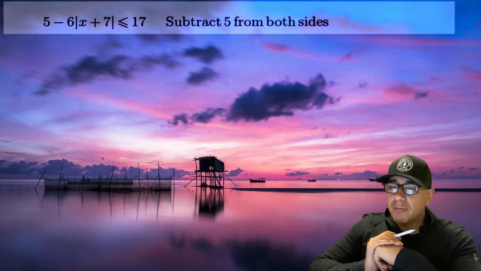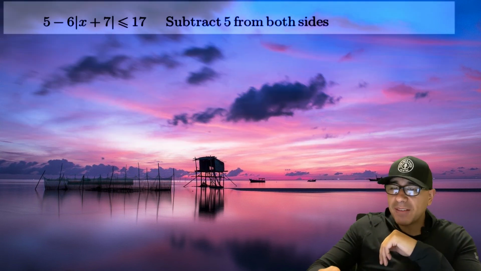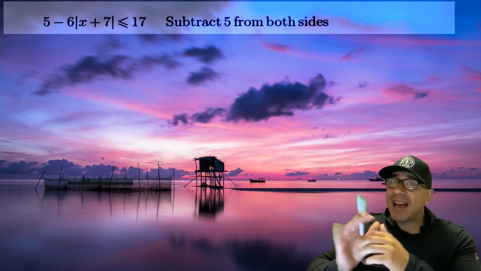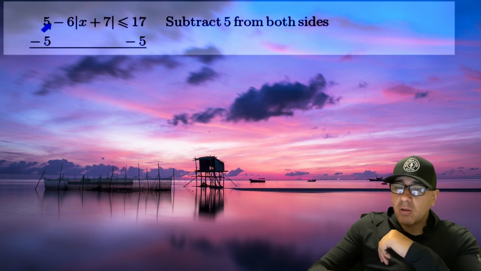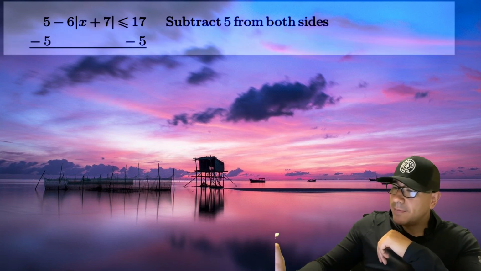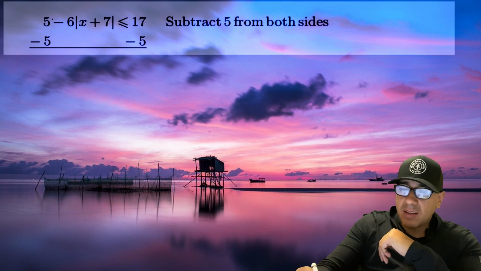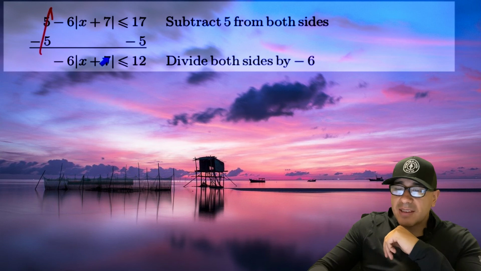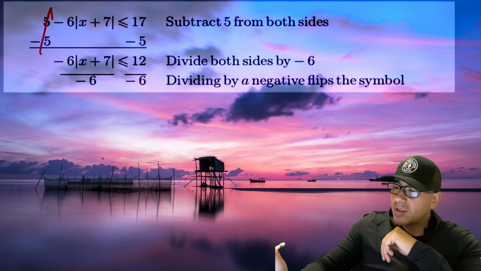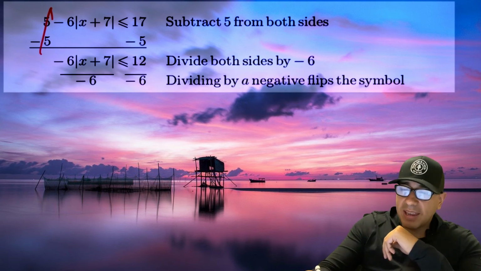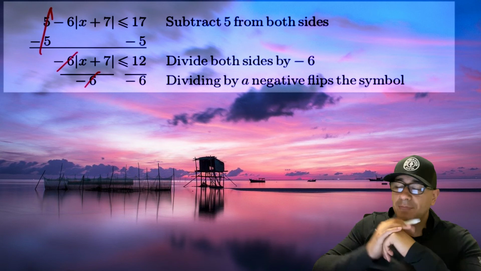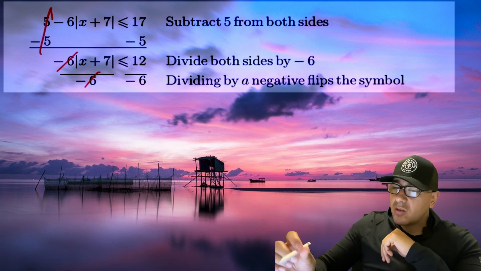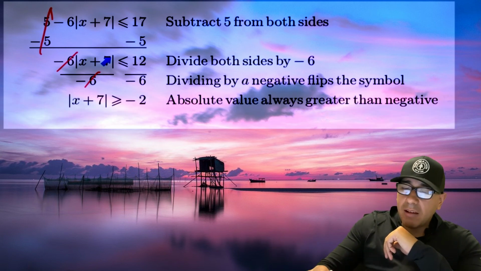All right, let's do another one. Once again, we have the absolute value that we need to isolate. So we're going to subtract 5 from both sides, so let's cancel those 5s. Now we're left with -6 times the absolute value is less than or equal to 12. Divide both sides by -6, so we can cancel these -6s. And so we're left with the absolute value here.